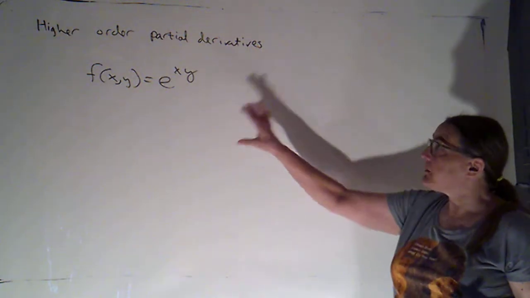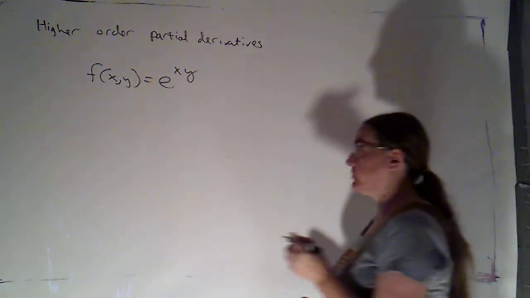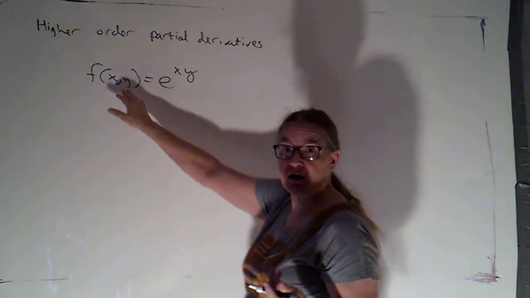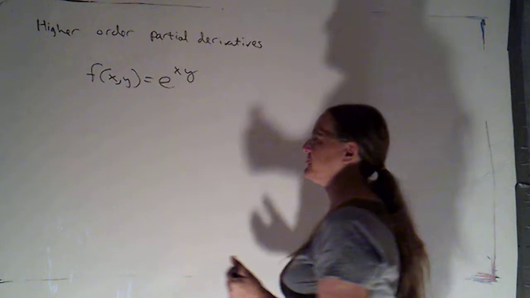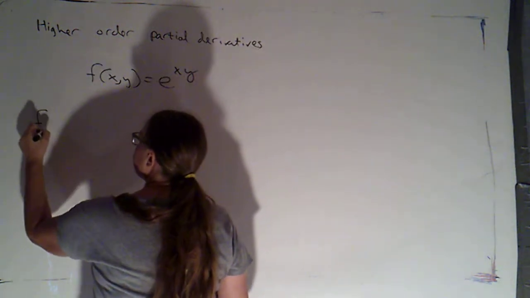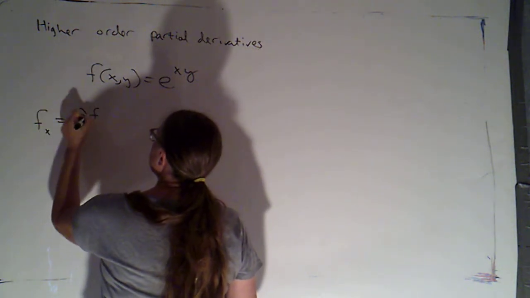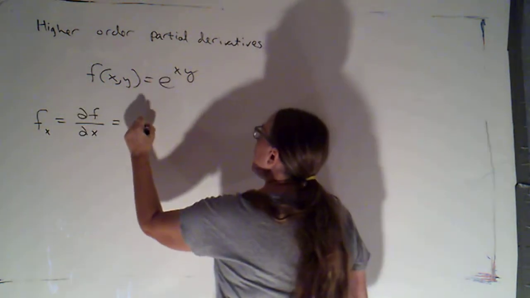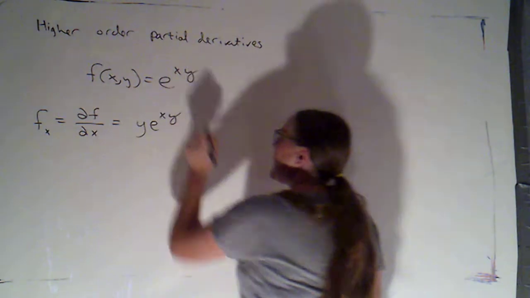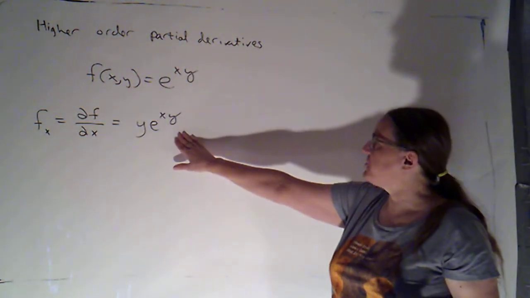Now, there are two first partial derivatives if it's a function of two variables. Obviously, for functions of three variables, there are three first partial derivatives. So I would have f sub x, or equivalently the partial of f with respect to x, and that would simply be y e to the xy. That's a quick application of chain rule.